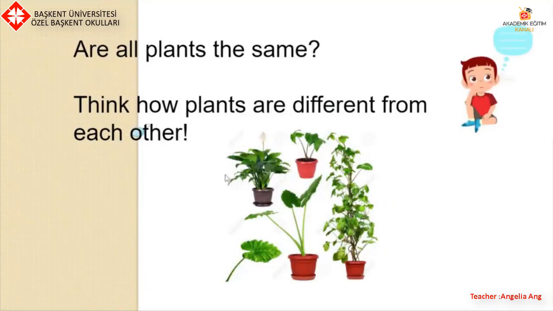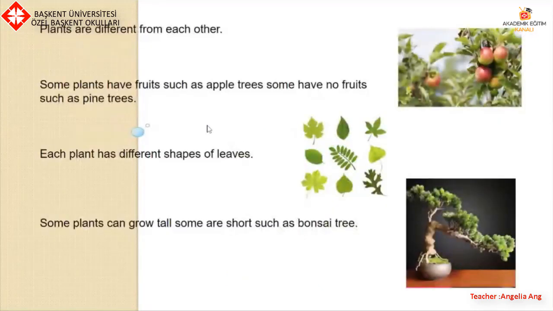Let's think. Are all plants the same? Think how plants are different from each other. Plants are different from each other. Some plants have fruits, such as apple trees. Some have no fruits, such as pine trees.